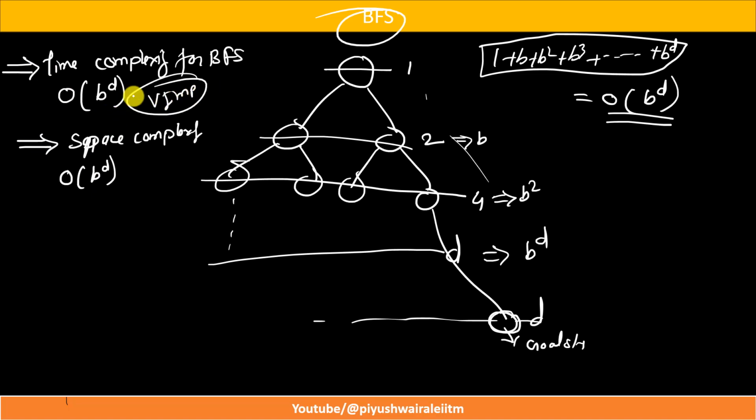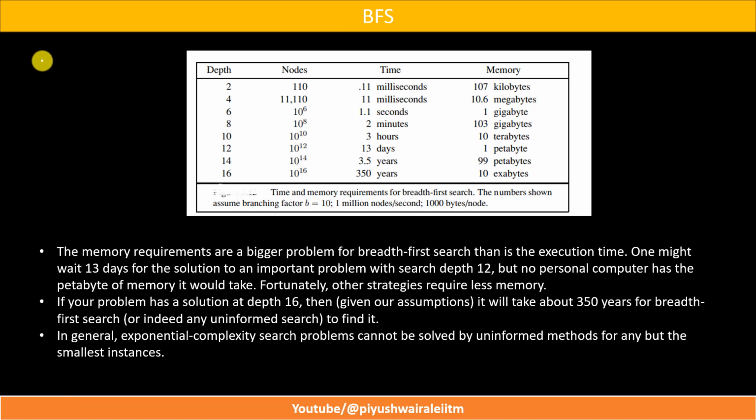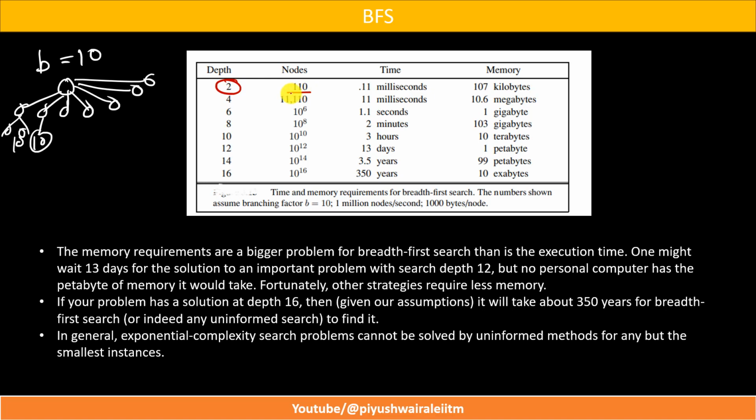Okay, now if we assume B equals 10, so if we assume branching factor equals 10, suppose this node is having 10 children. The root node is having 10 children like this, and this node is also having 10 children. This node is also having 10 children, right? So in this case, each node is having 10 children, then at a particular depth 2, it will be around 110 nodes, right? At a particular depth 4, it will be around 11,110 nodes, right?